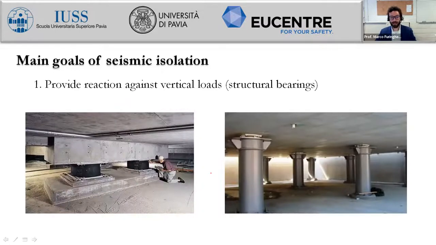So first of all, they have to be structural bearings. These are just examples. These are bearings for a very large plant. And these are bearings for one of the most famous applications of seismic isolation in Italy, which is Progetto Case at L'Aquila after the strong earthquake which occurred in 2009. They are isolators, but they are also bearings.